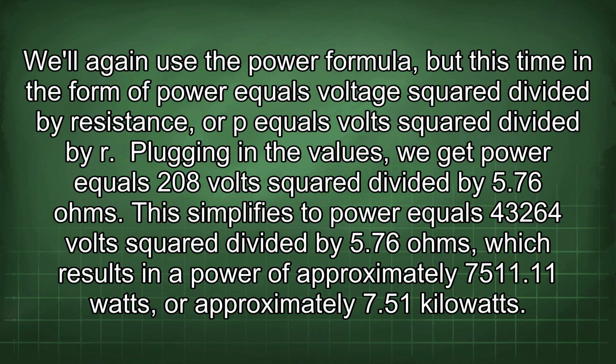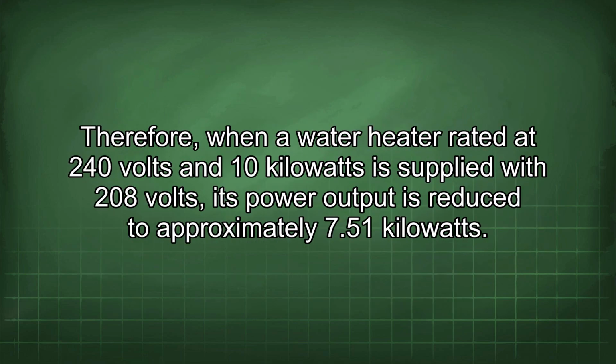This simplifies to power equals 43,264 volts squared divided by 5.76 ohms, which results in a power of approximately 7,511.11 watts, or approximately 7.51 kilowatts. Therefore, when a water heater rated at 240 volts and 10 kilowatts is supplied with 208 volts, its power output is reduced to approximately 7.51 kilowatts.